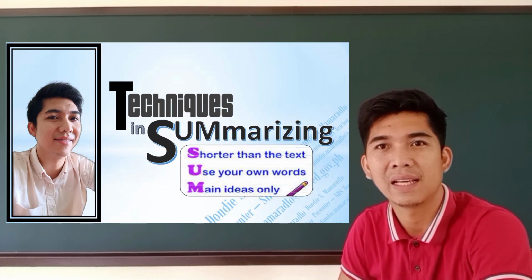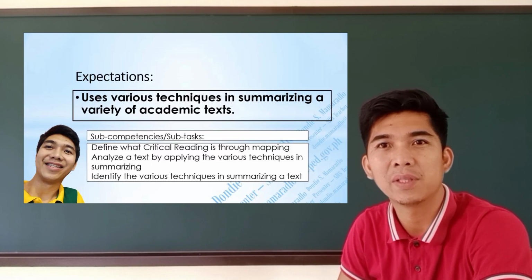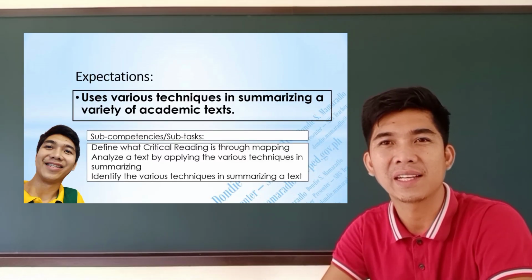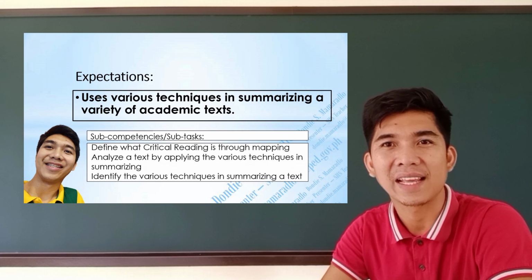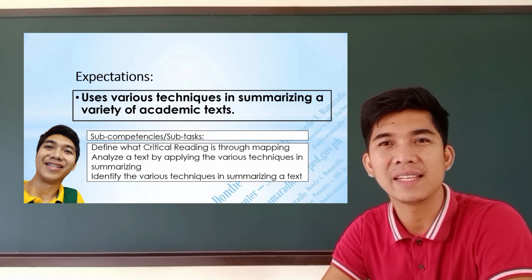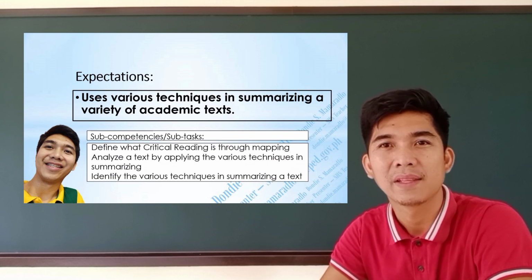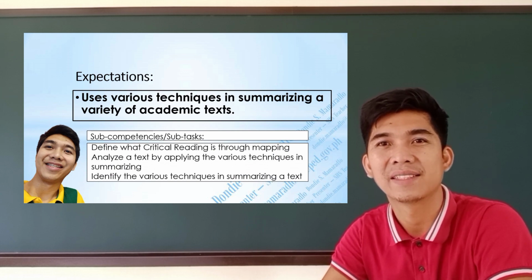At the end of the lesson, the learners shall be able to define what critical reading is, analyze the text by applying the various techniques in summarizing, and identify the various techniques in summarizing a text.